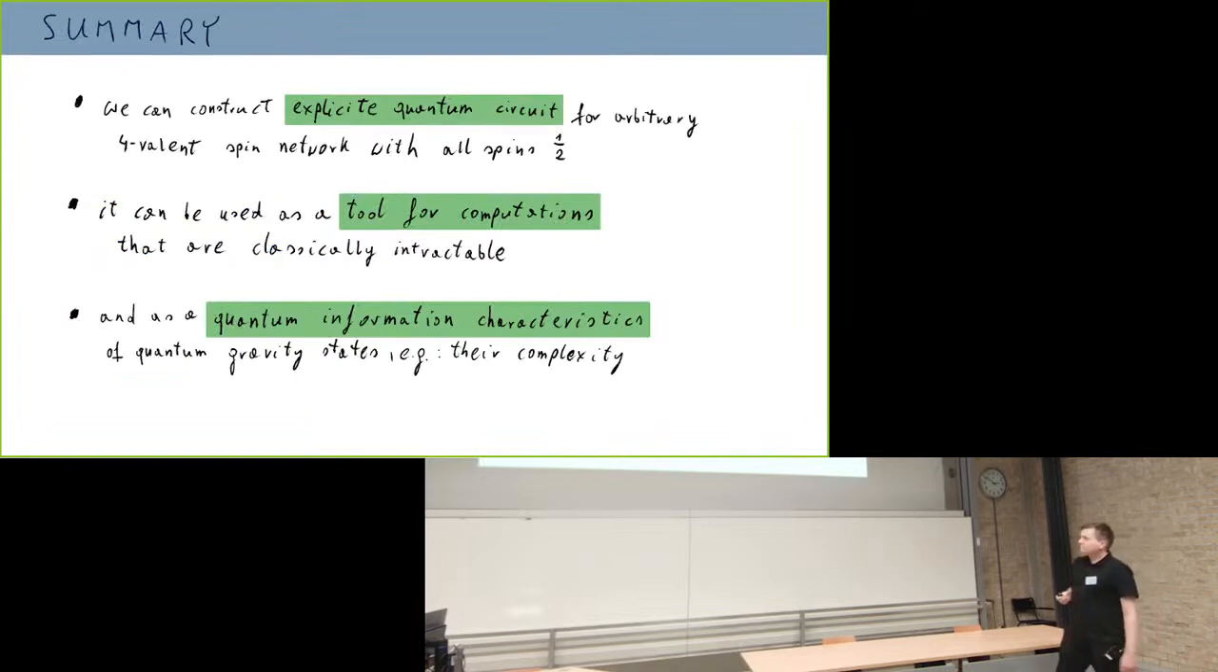To sum up, we can explicitly construct quantum circuits for arbitrary four-valent spin networks with spins 1/2, and it can be used both as a tool for computations that are classically hard to do, and also as a quantum information characteristic of quantum gravity states. For example, we can obtain a measure of complexity of quantum gravity states by looking at the number of gates required to obtain this state. Thank you for your attention.